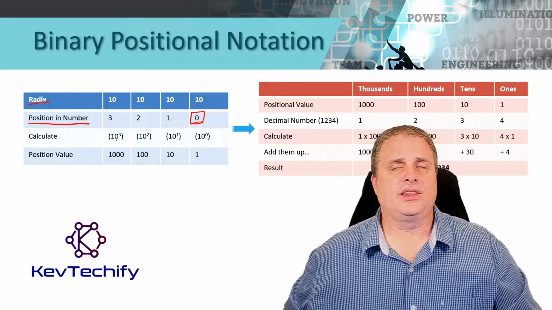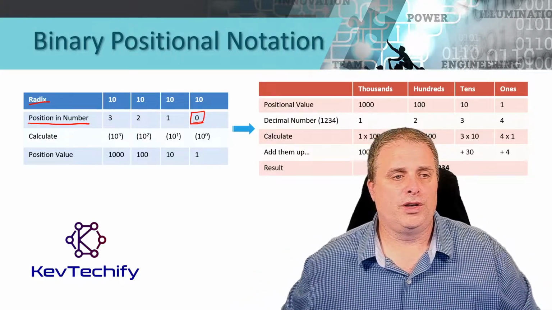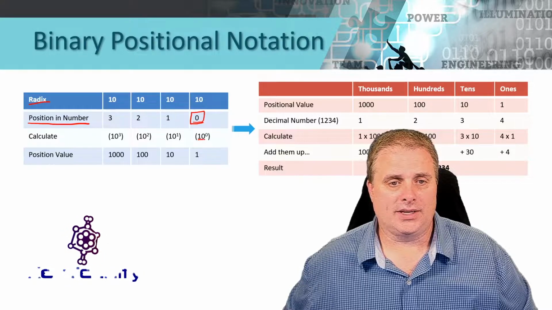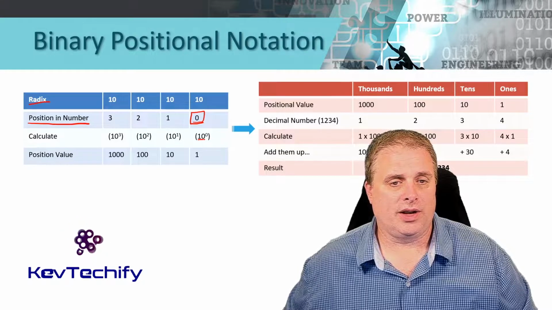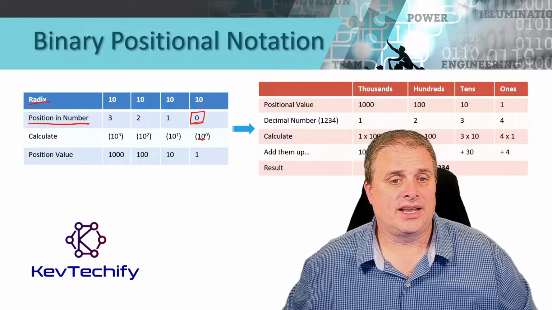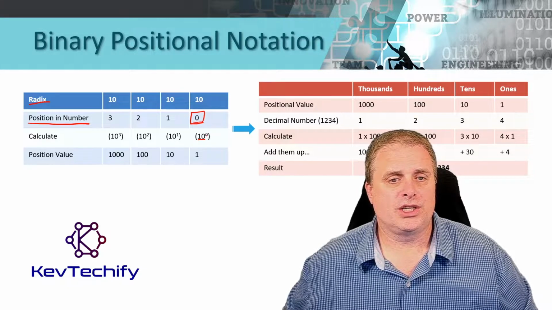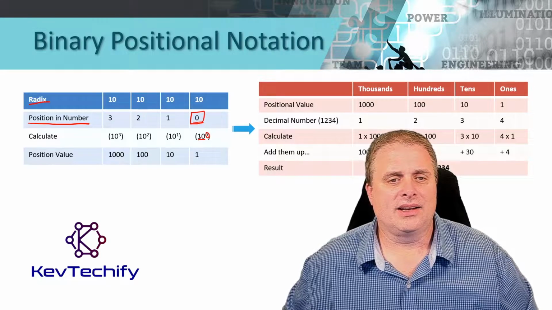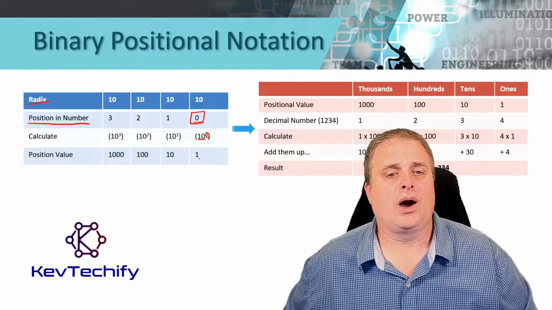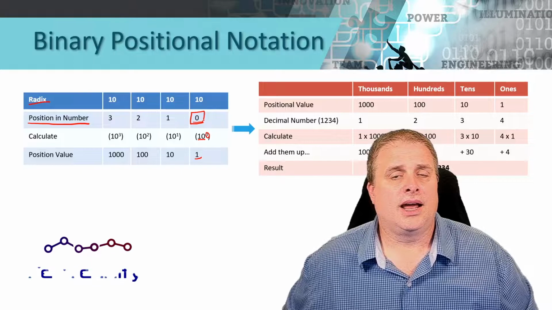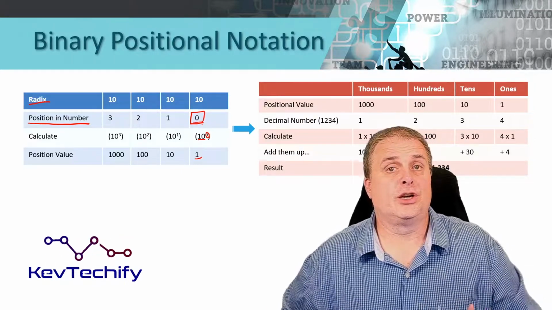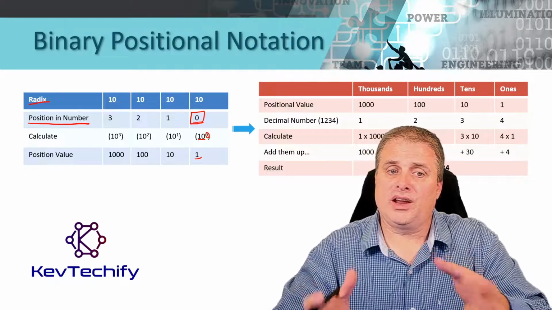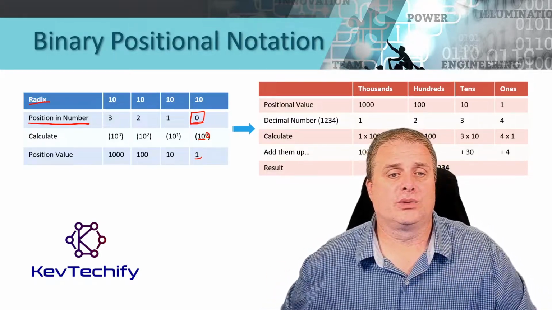In order to calculate the value of that column, what we do is we put the radix down here. So our base, how many possible values we have, 0 through 9. We have a base 10 system, and then we put the position number right here. We then calculate that value out to give us this. Now, any number to the 0 power is a 1. Here we have 10 to the 0, so that is equal to 1.